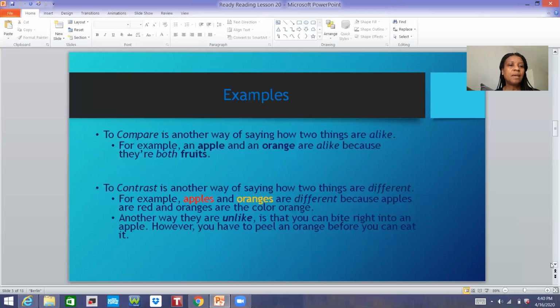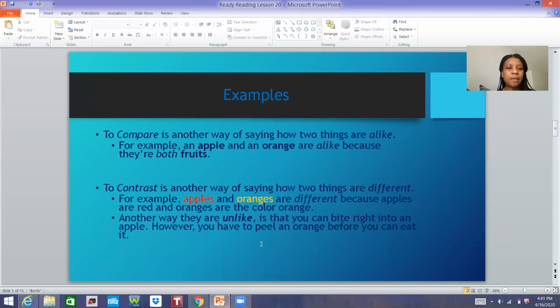All right, examples of comparing. When you compare, compare is another way of saying how two things are alike. For example, an apple and an orange are alike because they are both fruits. To contrast is another way of saying how two things are different. For example, apples and oranges are different because apples are red and oranges are the color orange.